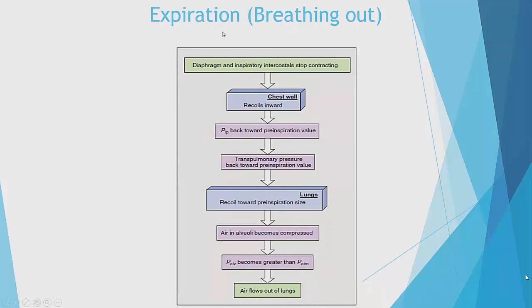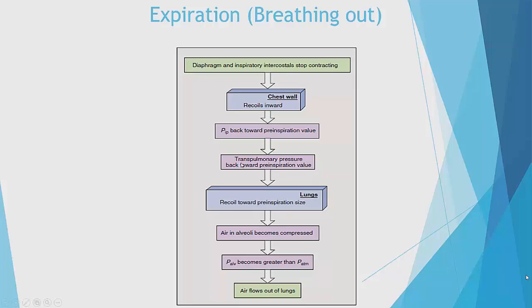So now I'm just going to go through expiration, which is breathing out. When you finish breathing in, or inspiring, your respiratory muscles, your diaphragm, your inspiratory intercostals, like I said before, stop contracting. When this happens, your thoracic cavity begins to shrink back to its normal size. So your chest wall, as it says here, recoils inward. Once the chest wall is no longer pulling on the pleural cavity to expand it, the pleura is also going to shrink back to its normal size. This makes the intrapleural pressure return back to its stable state value, and because of that, your transpulmonary pressure is also going to go back towards its stable state, or pre-inspiration value.